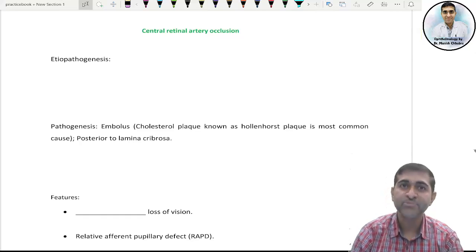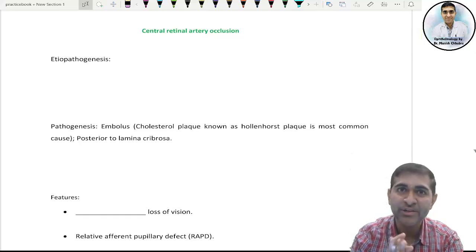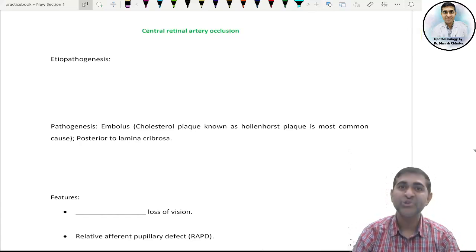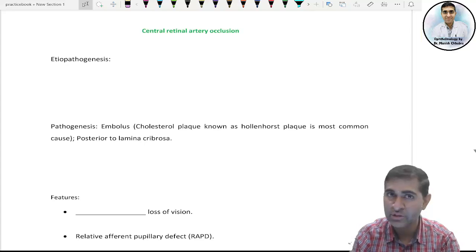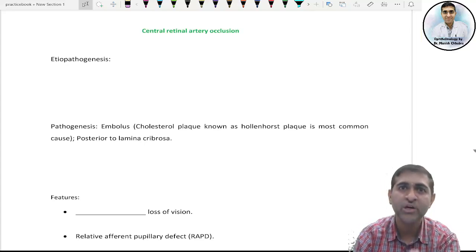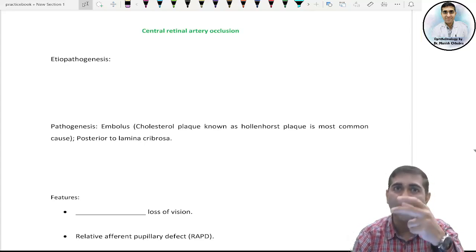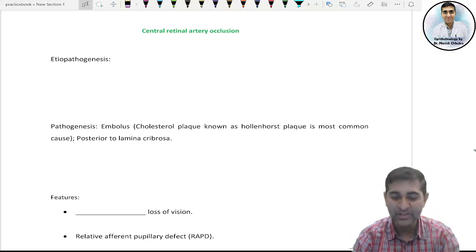Alright guys, as per the poll that I had conducted in my Telegram channel, most of you students had voted for central retinal arterial occlusion. So in the next 15-20 minutes, we are quickly going to revise all the important points of central retinal arterial occlusion.